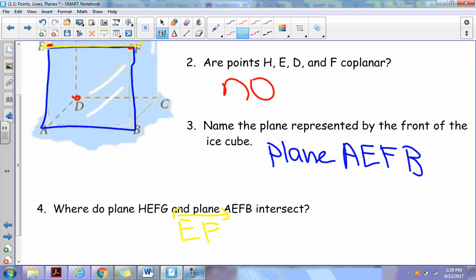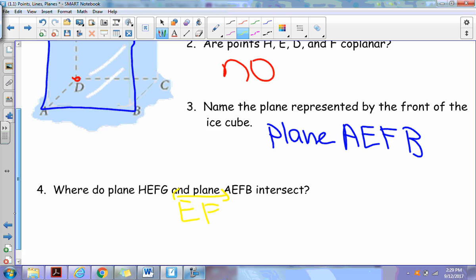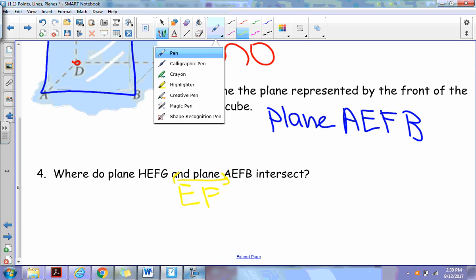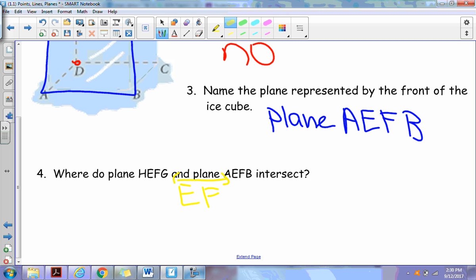Now, going back to the question itself, look at the question. What do you notice? Look at the names of the planes. They both have E and F in them, don't they? That's a clue as to the name of the line that intersects. So use that.